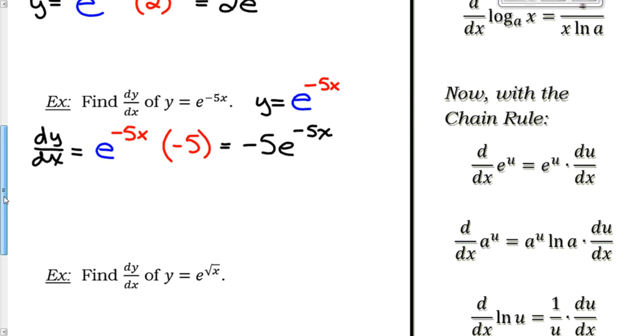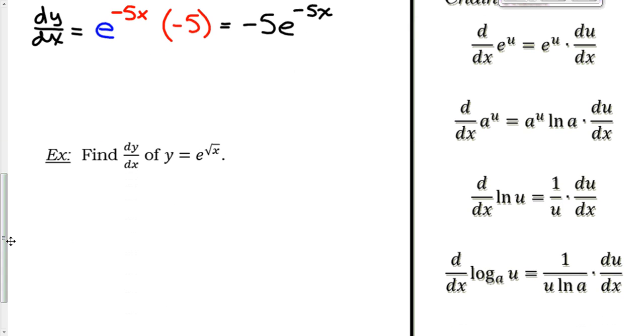Moving on to the next example. The next one's not bad either, but I would probably rewrite this before I started. The problem that I would rewrite is this square root of x. When I'm dealing with calculus and finding derivatives, that's not very friendly. So I'd rewrite it as x raised to an exponent, and the exponent when I'm taking the square root is 1/2. So when I rewrite this with an inside and an outside, my outside is e raised to something.